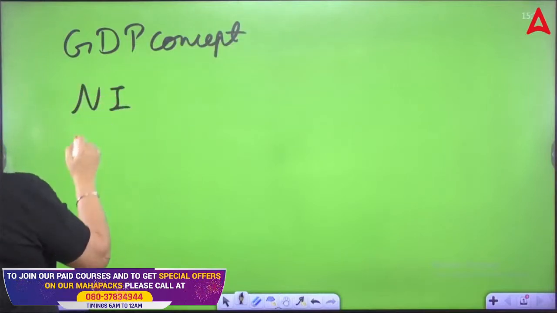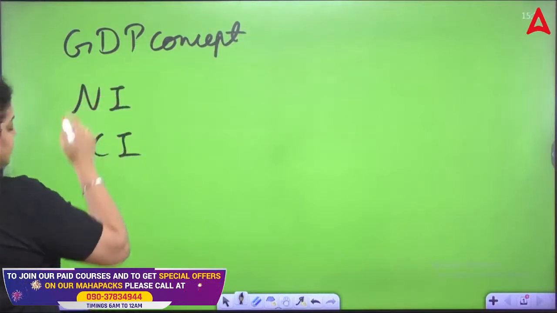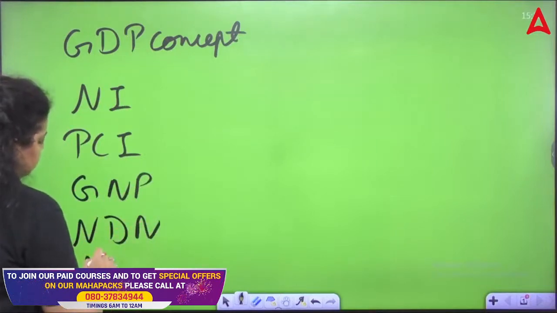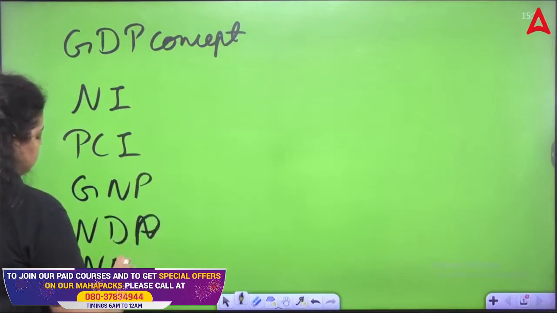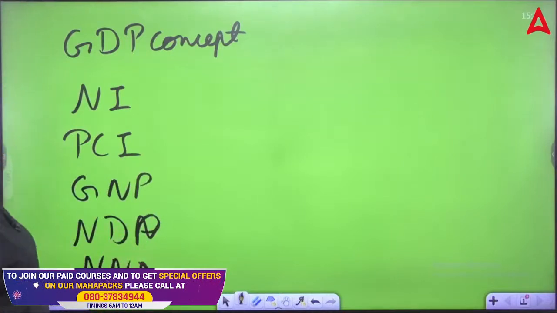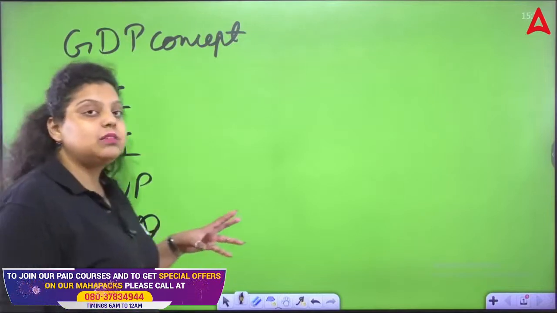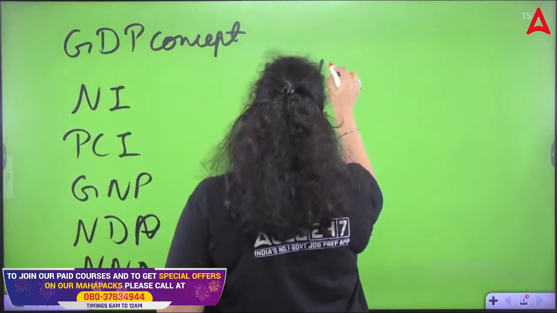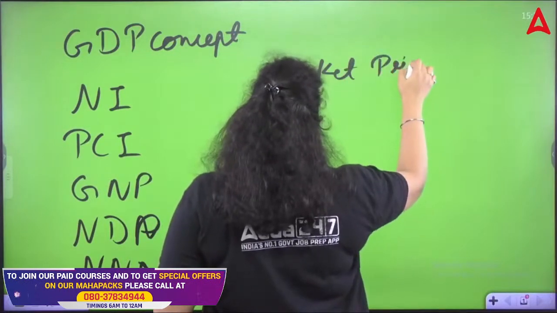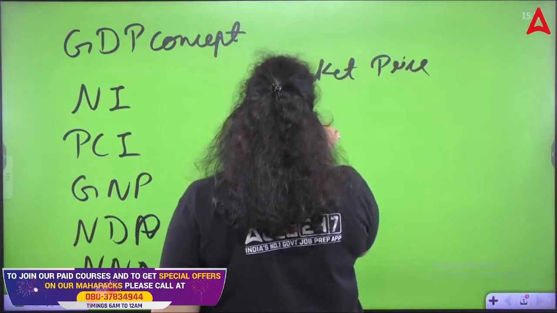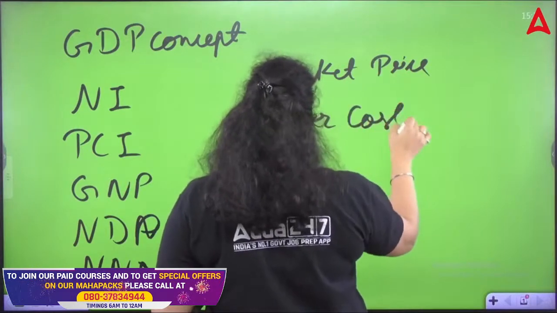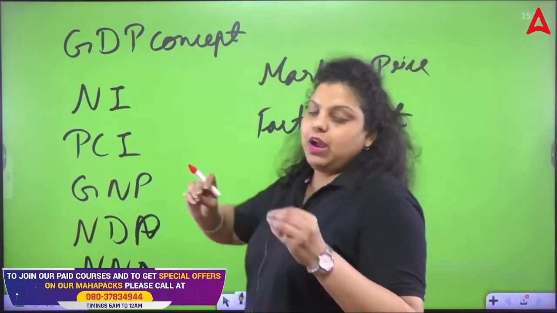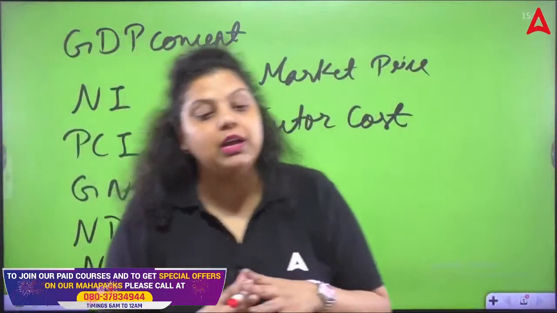We have to cover the national income, the per capita income, the GDP, the GNP, the NDP and NNP. So these are certain aggregates of national income that we are calling. And all these values have to be calculated at the market price as well as at the factor cost. We have to understand these values at the market price as well as at the factor cost. Now, what are these in detail for you? For that, you have to go to the conceptual classes, but in short, I will let you know.